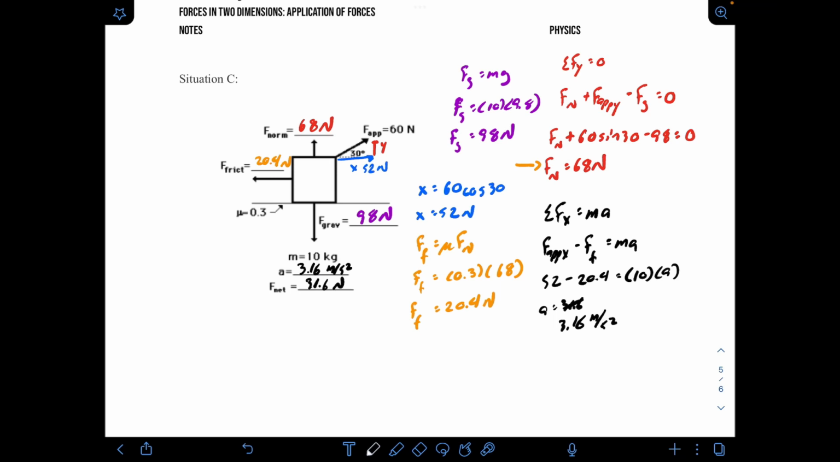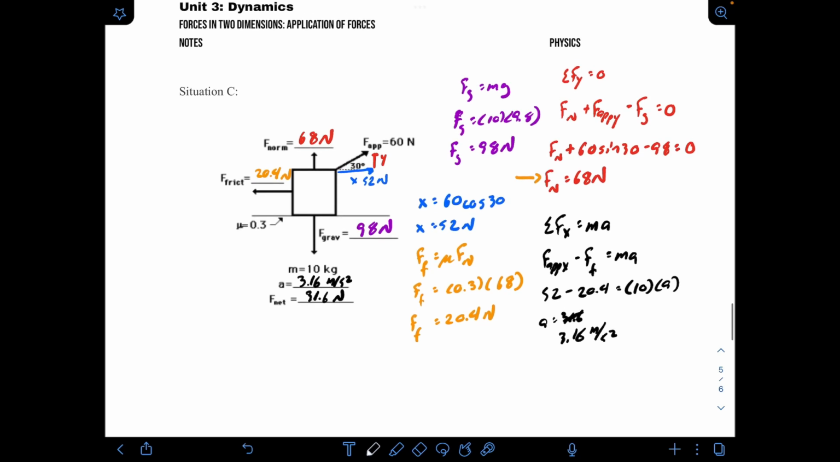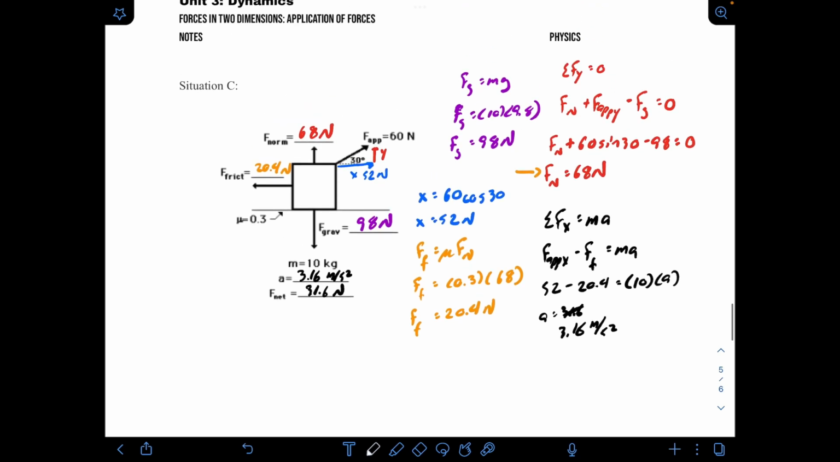And so that, in a nutshell, is how you apply these application of forces in more than one direction. And this is kind of just the tip of the iceberg when we're looking at that.